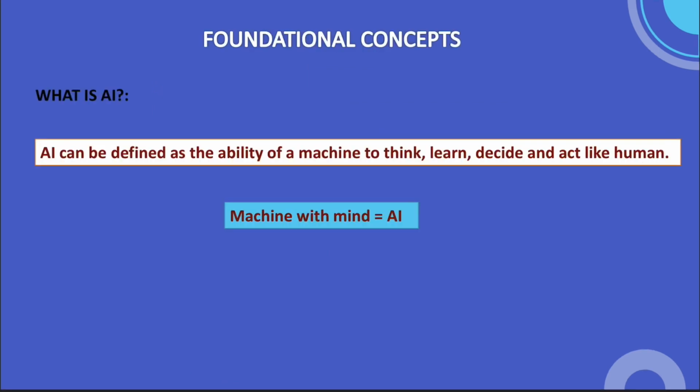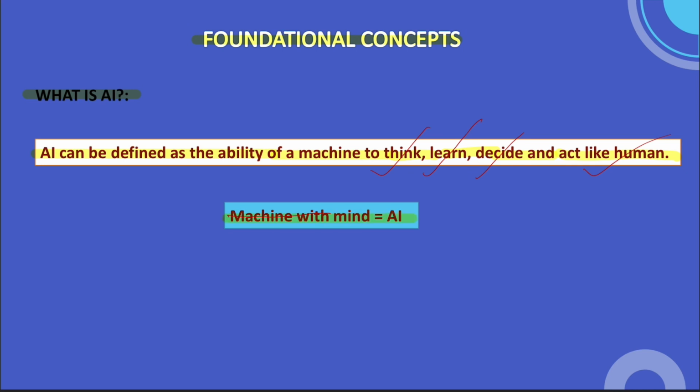Next topic under foundational concepts is what is AI. Let's define artificial intelligence. Artificial intelligence can be defined as the ability of a machine to think, learn, decide, and act like a human. Any machine, if it has the ability to think, to learn, to decide, and act like a human, is called artificial intelligence. In short, a machine with a mind is called AI.